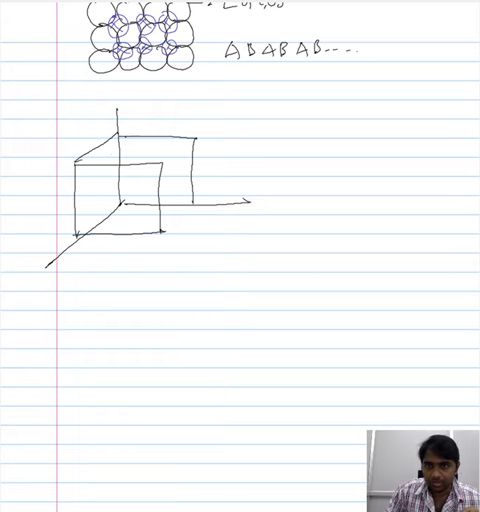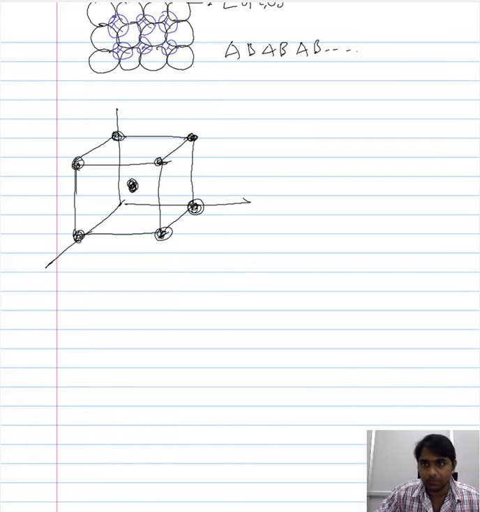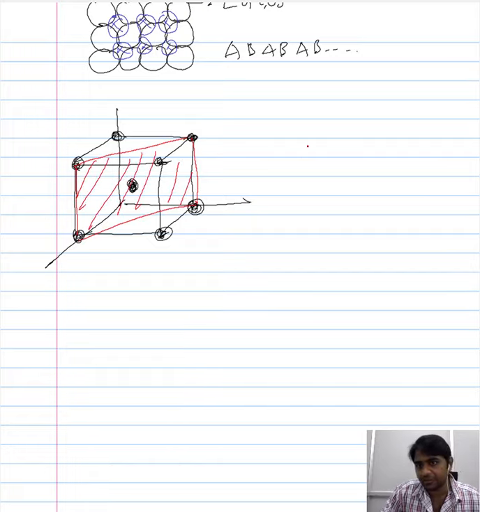So what we are trying to do is we have our BCC crystal structure, and here we have a central atom, and now we want to focus our attention on the 110 family of planes. So we want to focus on this plane in red. So the family of planes that we will be considering is 110.